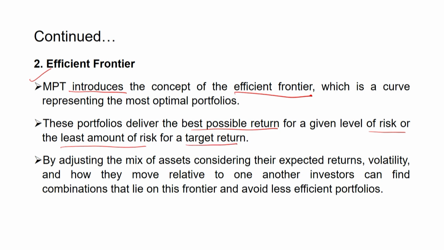in the market. In the efficient frontier, the procedure is to adjust the mix of assets considering their expected returns, their price volatility, and how they move relative to one another. The investor can find multiple combinations that lie on this frontier, and they can avoid the less efficient portfolios by selecting the efficient frontier portfolios for their investment choices.